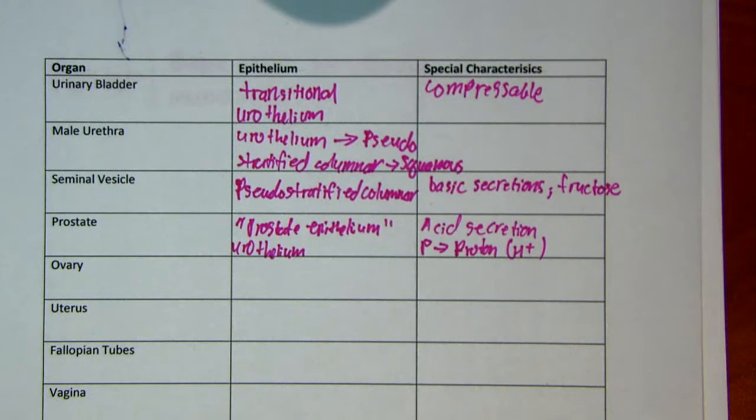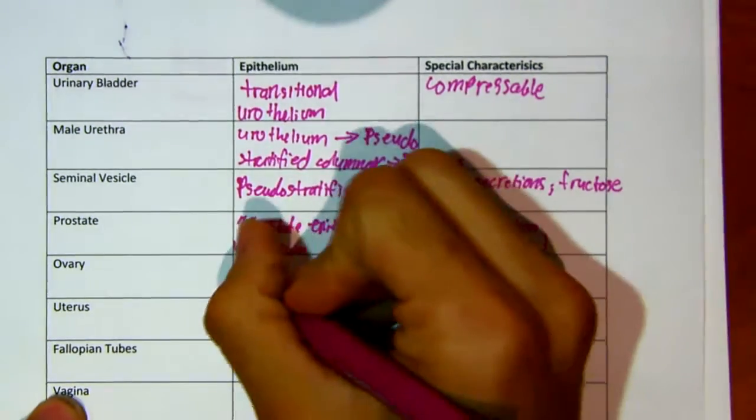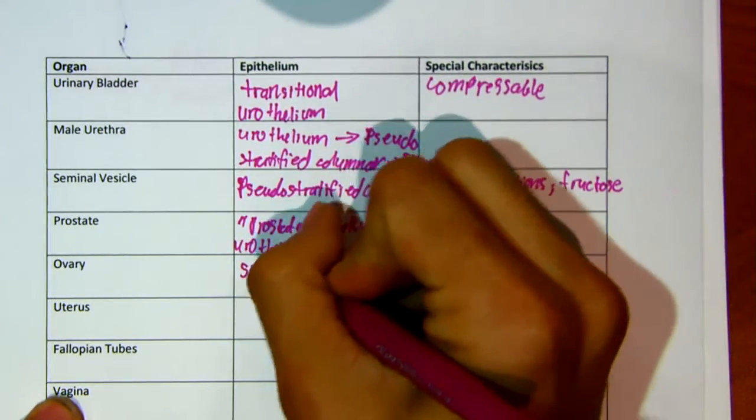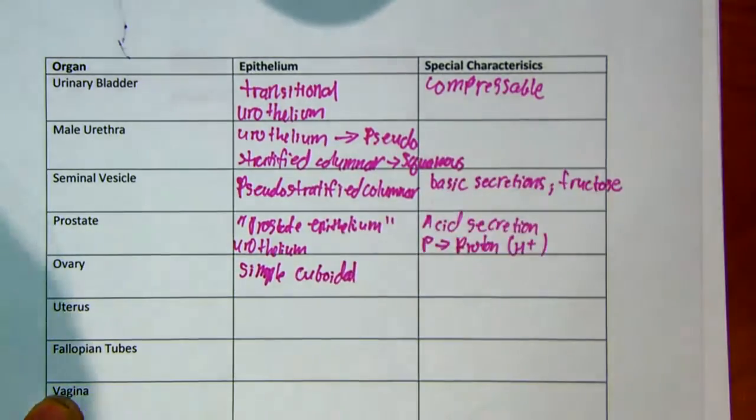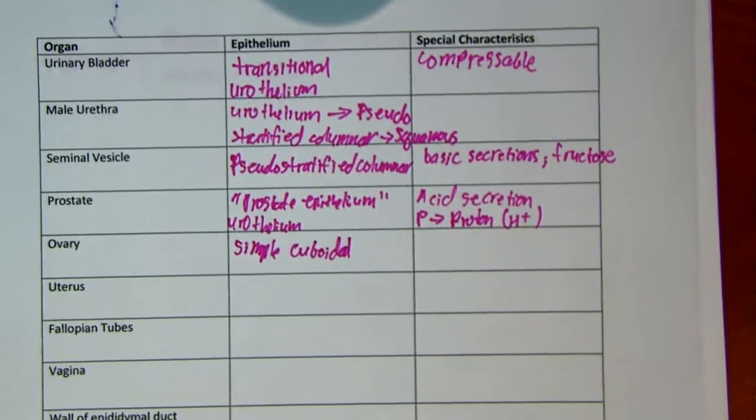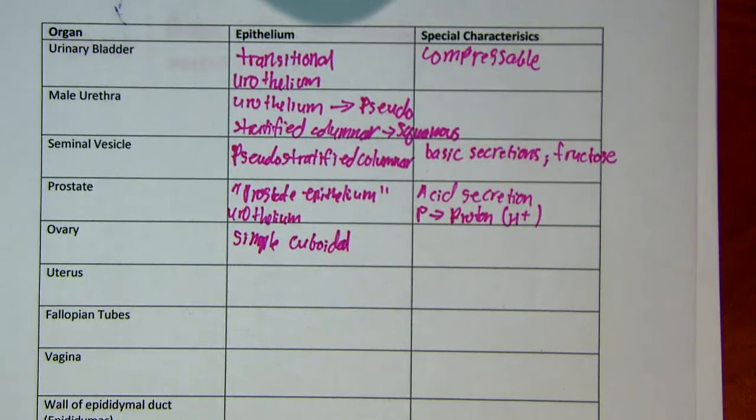All right, so moving on to ovaries. What is the epithelium type for ovaries? Simple cuboidal? All right, sounds good. Simple cuboidal. All right, moving on. So what about the uterus?